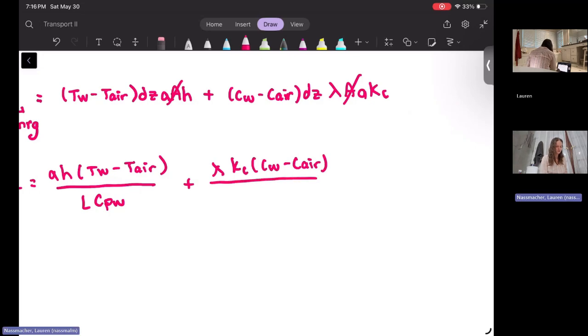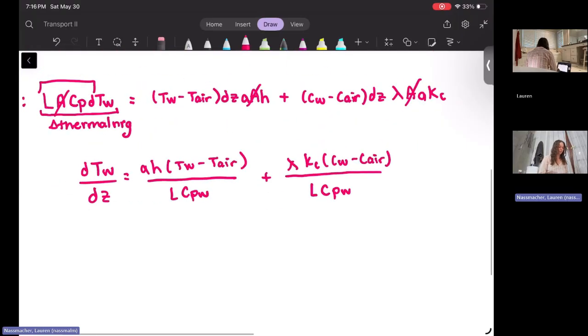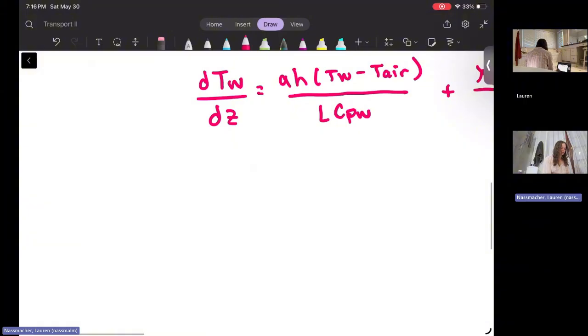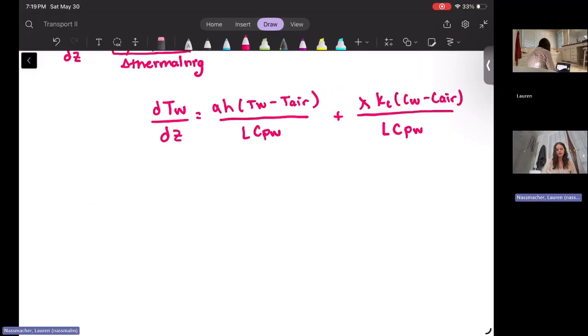And then divide all this by L and then your heat capacity of your water. So now we're going to find the change in concentration of our water divided by our change in dz. Now we can find the change in concentration of our air with respect to the change in z.